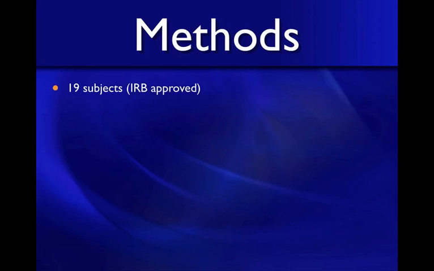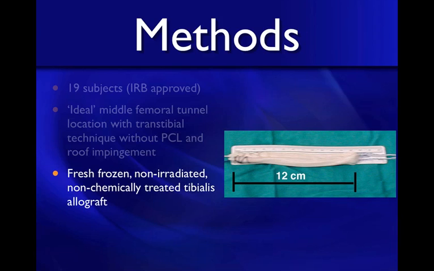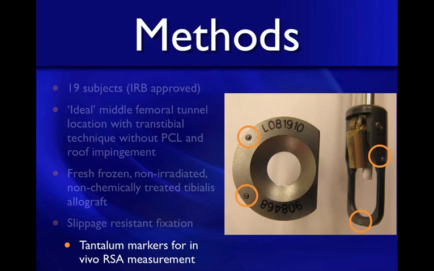So we embarked on a study in which we evaluated 19 subjects. These were IRB approved. We used the so-called ideal middle femoral tunnel location with a transtibial technique without PCL and roof impingement. And again, we placed that tunnel 50% from the top to the bottom of the notch. We used a fresh frozen, non-irradiated, non-chemically treated tibialis allograft. We placed tantalum markers in the graft itself, and then we used slippage-resistant fixation, and we placed tantalum markers in the washer that was applied to the tibia and the EndoButton on the femur.